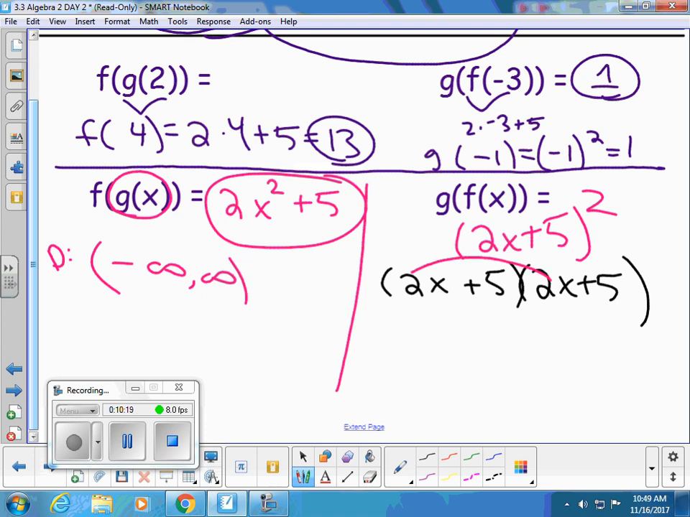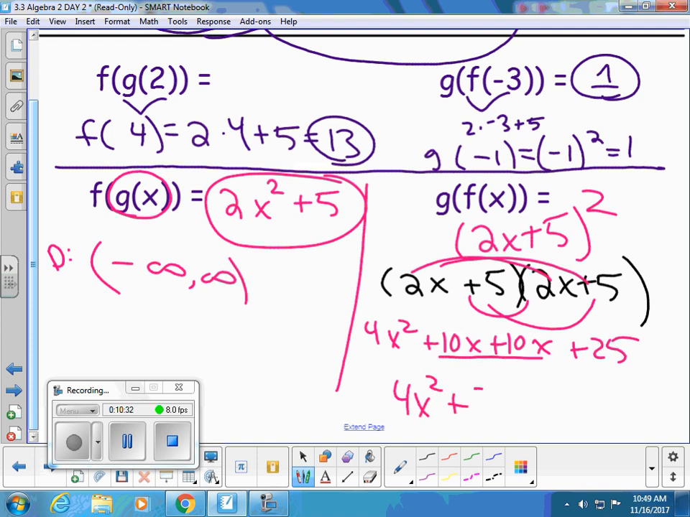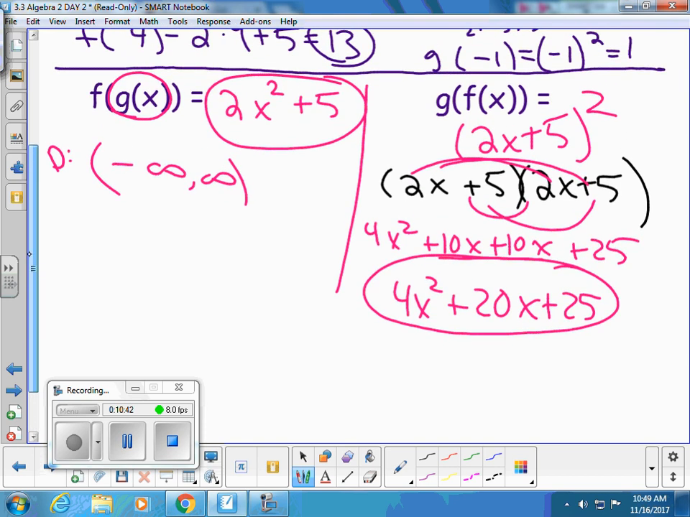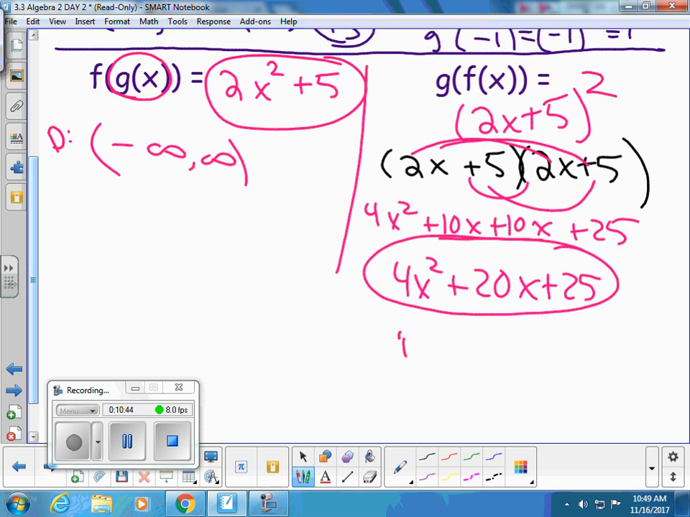All right, so that's going to be 4x squared, 10x, 10x, and 25. You can add your two middle like terms, and you're done. Will this have the same domain as the original one then? This one over here, f of g of x? Yeah, it does, because you can square anything. So domain is negative infinity to infinity.